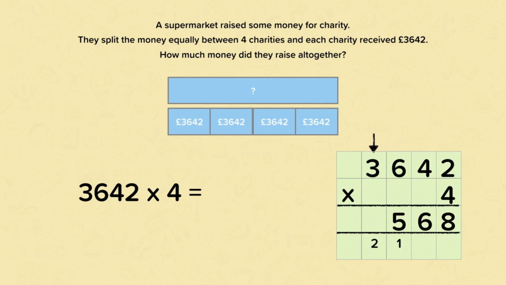And then we move to the thousands column. 3 times 4 is 12. Add that extra 2 that's been exchanged from the hundreds and that's 14. So our answer is 14,568. This is the total amount of money raised altogether.